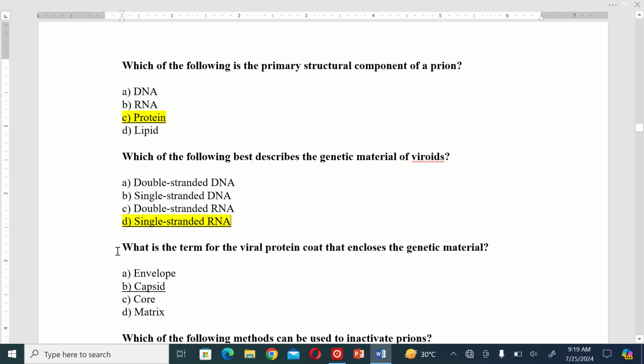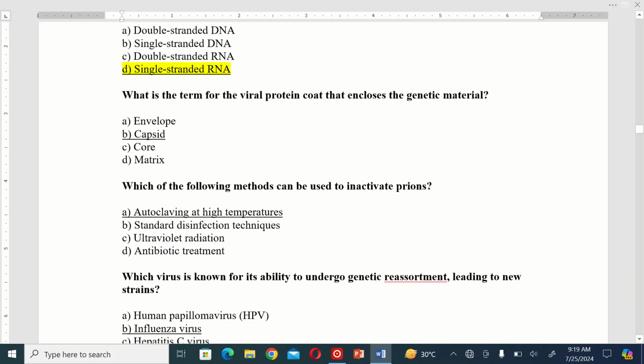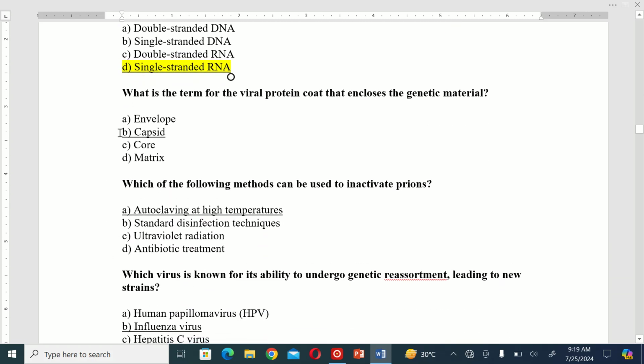The next MCQ is: what is the term for the viral protein coat that encloses the genetic material? A. Envelope. B. Capsid. C. Core. D. Matrix. So the correct option is B. Capsid.